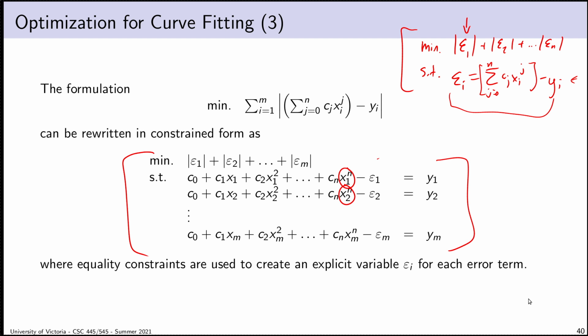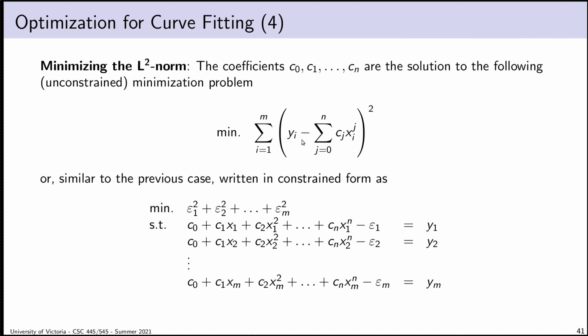So I have a linear constraint system, but this is not linear. Each epsilon itself, the absolute value symbol on the epsilon, is not a linear function. We need to find some way around that if we're going to solve this with linear programming.